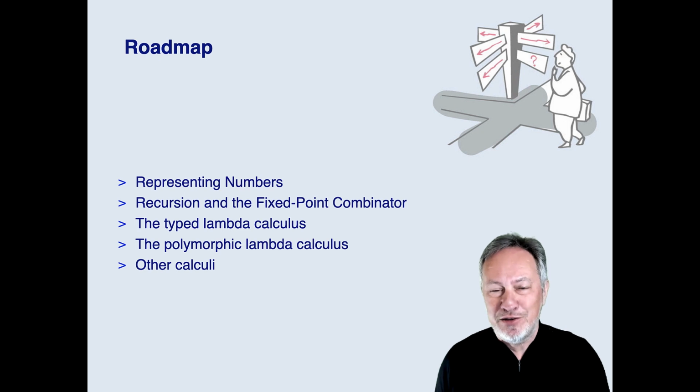Unfortunately, as it turns out, our wonderful fixed point combinator cannot be given a reasonable type in such a typed language. So now, in order to model recursion, we actually have to add that as a primitive feature to our language. At the end, we'll have a very quick look at a couple of other calculi which are relevant to the whole story of programming languages.